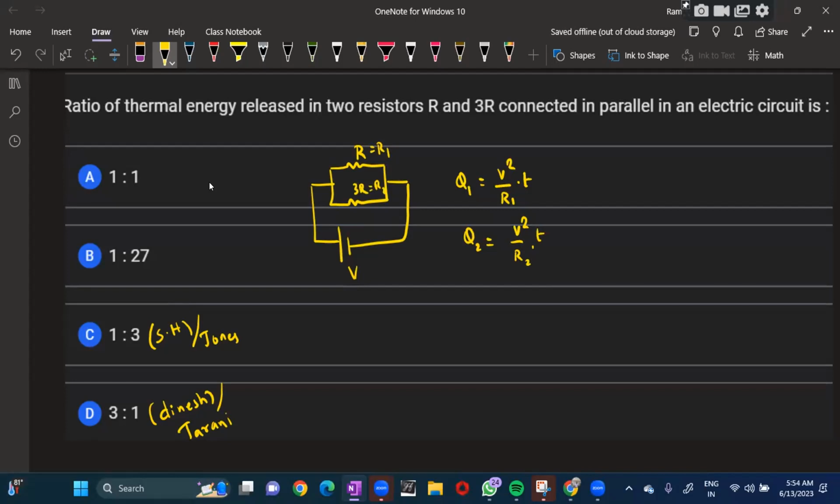Sir, fourth option, sir. Who is this? Rishi, sir. Rishi. So I want the ratio, so divide one by the other. V square T cancels out. So R2 by R1. R2 value how much? 3R by R. R and R cancel out. So 3 is to 1 is your answer. Option D is the right answer for the question. Is it clear, all of you? You should not take the I square RT formula. Understood? Only when they are in series combination should you take that. Clear?